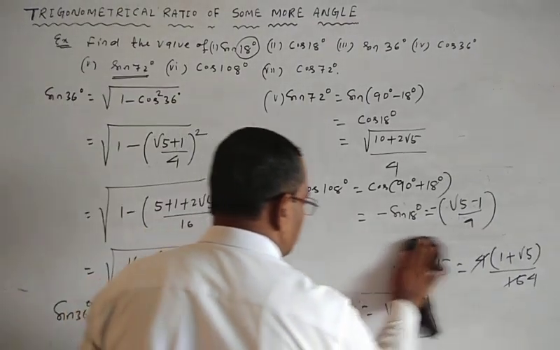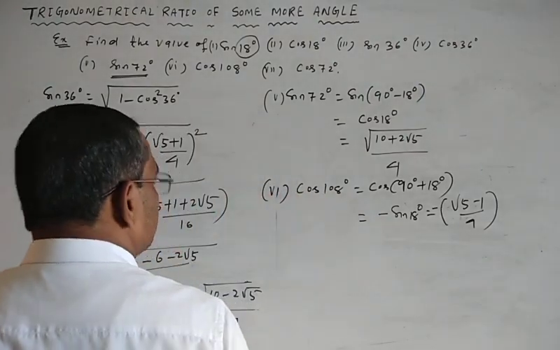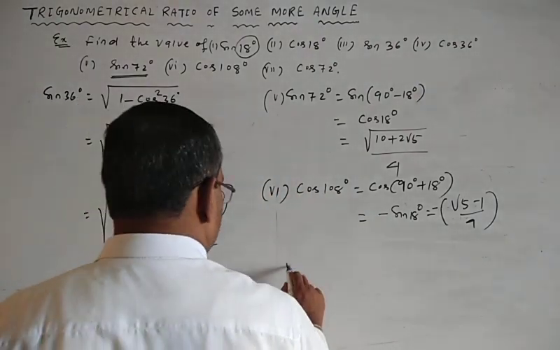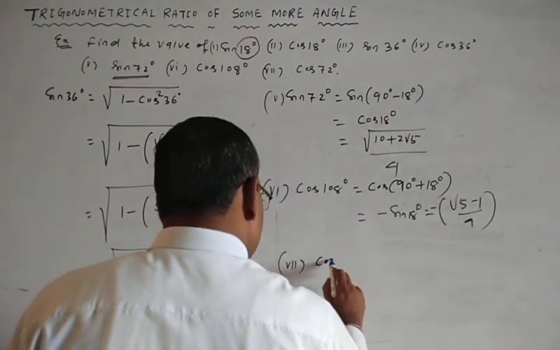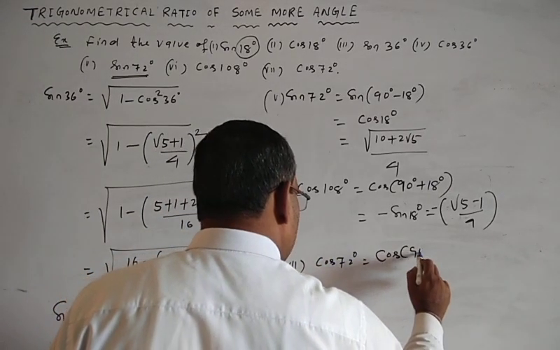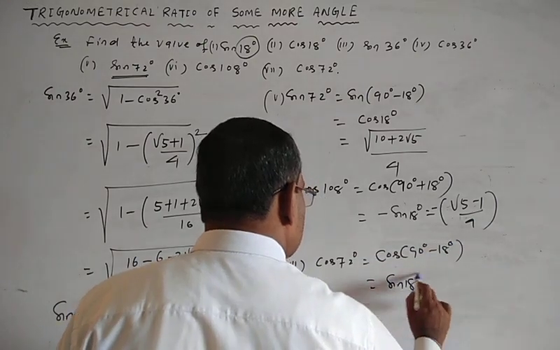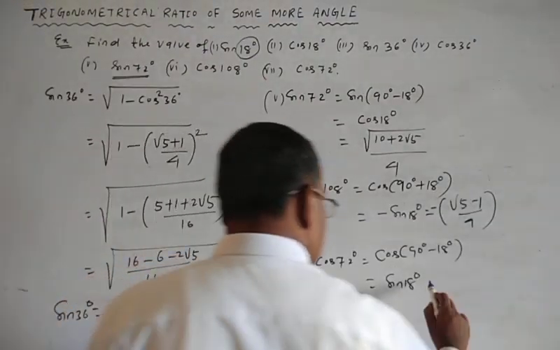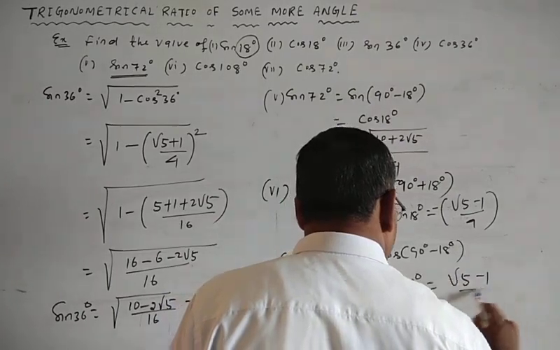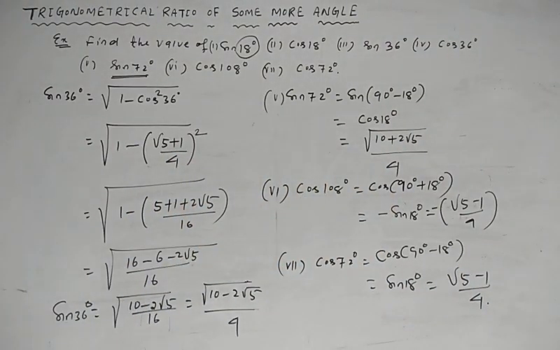Then cos 72. So cos 72 is equal to sin 18 degree. So cos 72 degree is equal to cos of 90 minus 18. So cos of 90 minus 18 is equal to what? Sin 18 degree. But sin 18 degree is equal to root 5 minus 1 by 4. Okay, so these are the trigonometrical values of other angles.